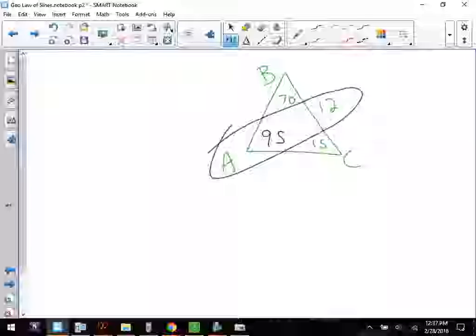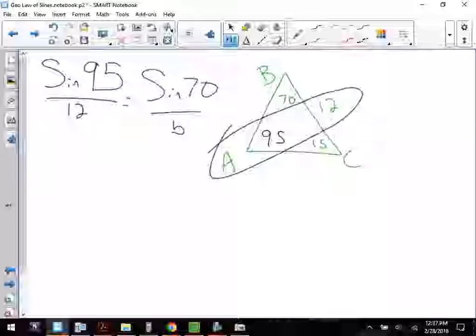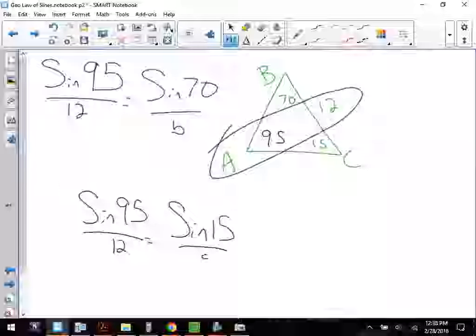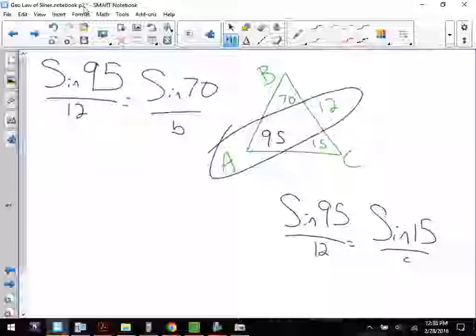When you do that, obviously we're using law of sines. So we know that we're going to have the sine of 95 is to its side opposite, as the sine of 70 is to its side opposite. Then we do that again for finding C. The sine of 95 is to its side opposite, as the sine of 15, in this case, is to C. When you're trying to find side lengths, you have to cross multiply both. When you're finding angles, you only have to do one. That was kind of the difference between the two.